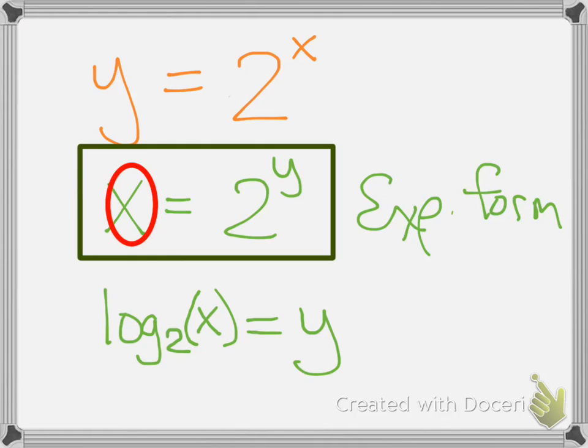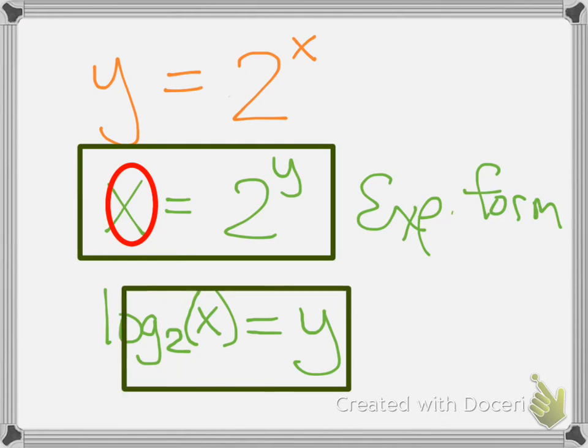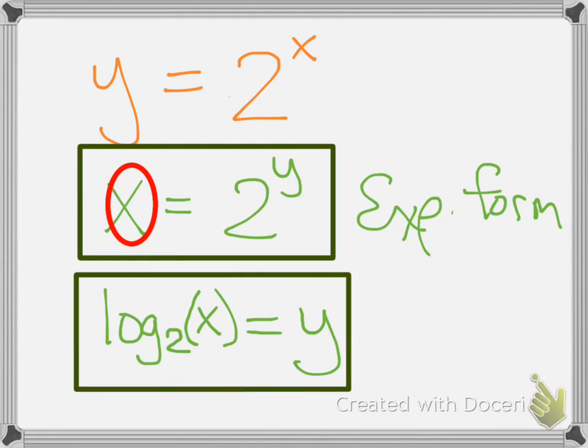So rewriting x equals 2 to the power of y in log form, we're going to get log base 2 of x equals y. Okay, so this is our log form right here. And you should be able to switch back and forth between the two when needed, maybe to get an understanding, to generate tables of values, to find inverses. There's a number of ways you might want to be able to switch back and forth.